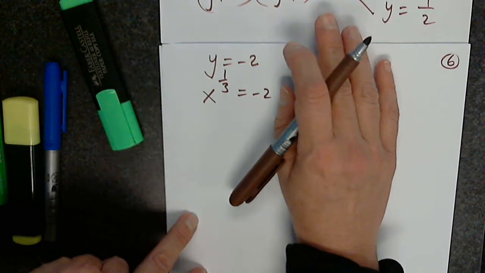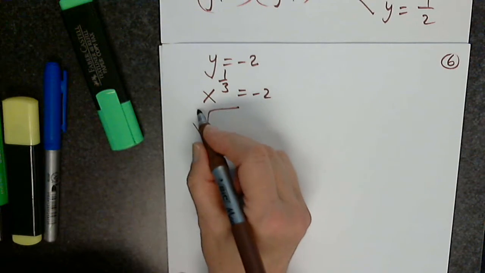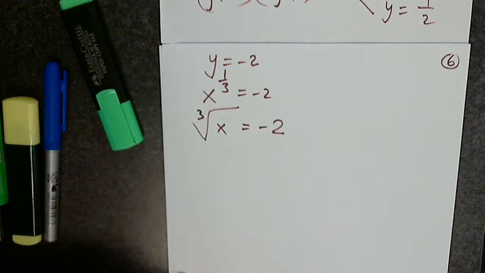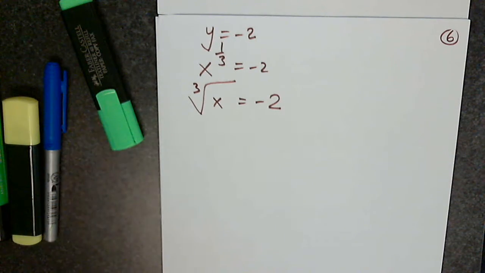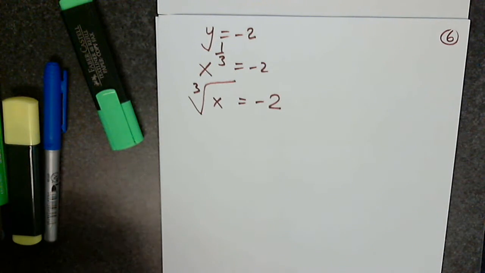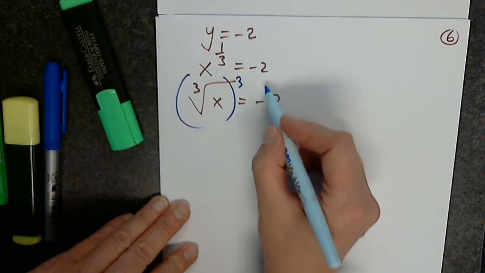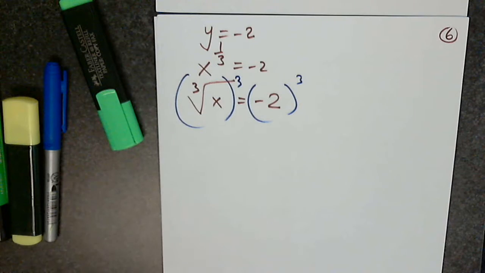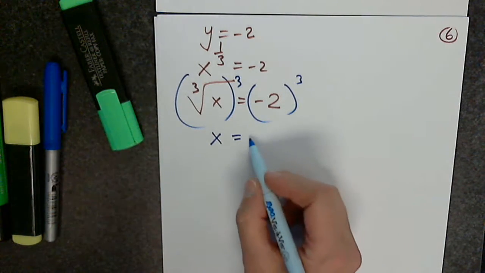Is there another way of writing x to 1/3? The third root of x. Excellent, thank you. How do I solve this equation now? Perfect. The third root of -2. In order to remove the radical, I have to raise both sides to the third power. Good. What do I have on the left? On the left, I have x, and on the right-hand side, I have -8.